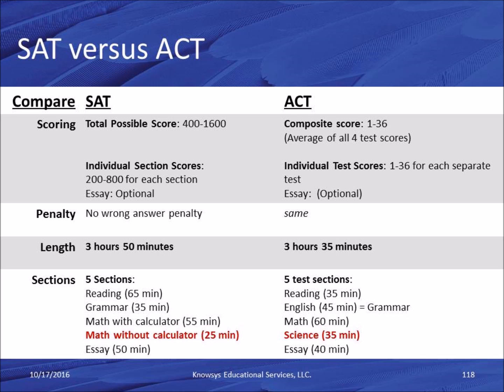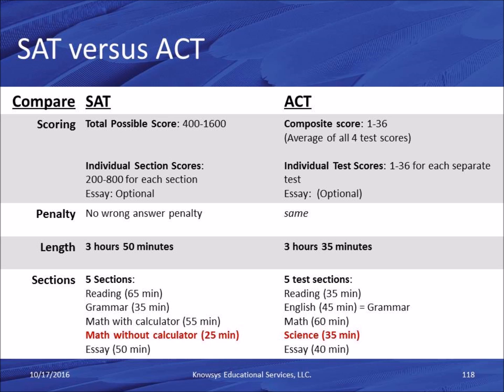The length is about the same. The SAT is 15 minutes longer. They both have 5 sections, so they both have reading. They both have grammar. ACT calls it English. They both have math. The difference here is that SAT has 2 math sections, one with a calculator and one without. ACT only has a calculator section.